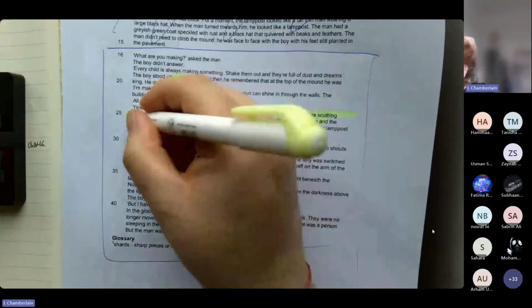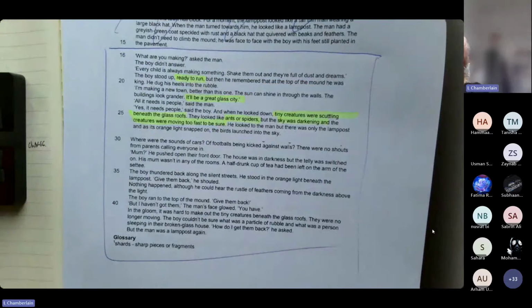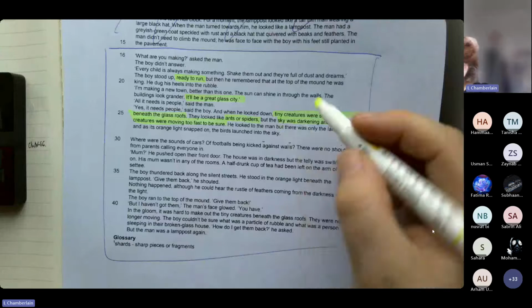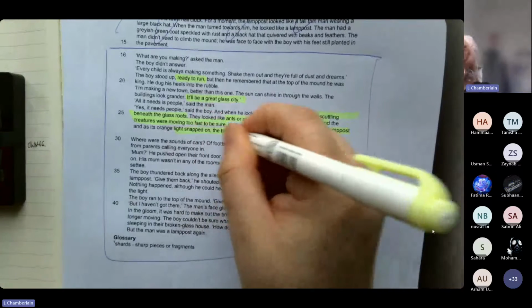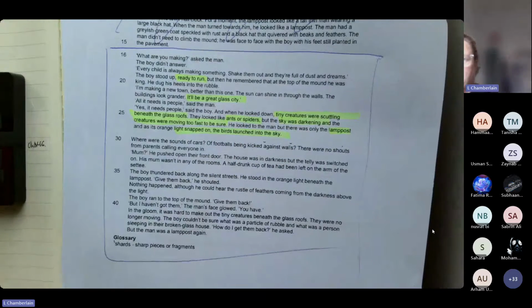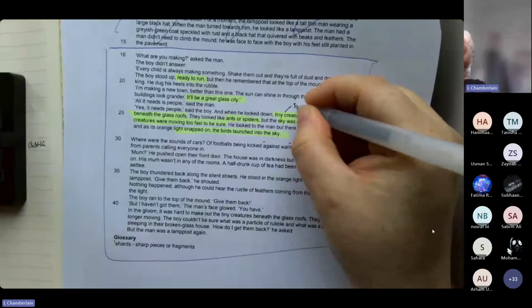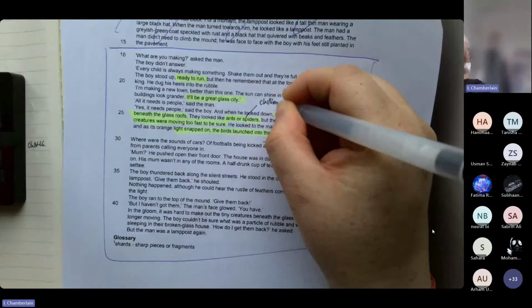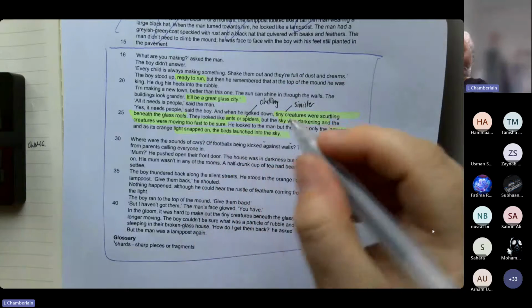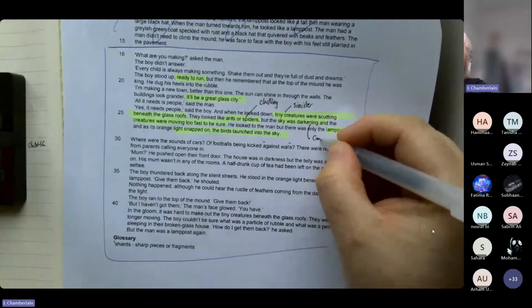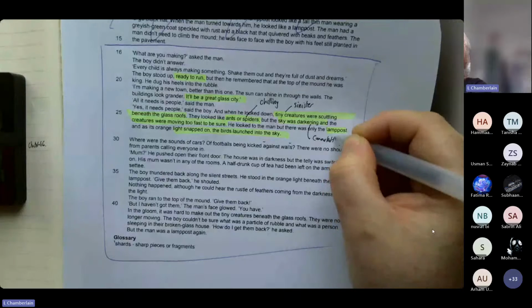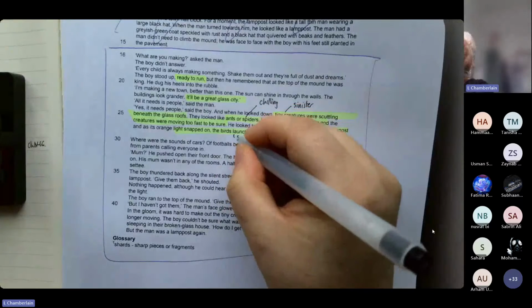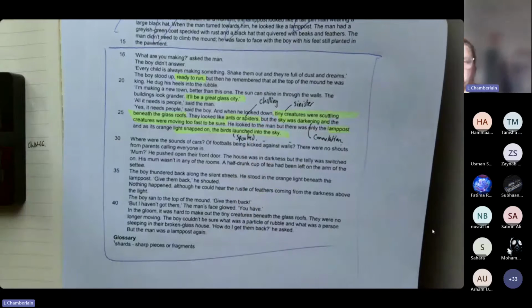"The sky was darkening and the creatures were moving too fast to be sure. He looked to the man, but there was only the lamp post." And the light snapped on, the birds launched into the sky. So now, actually, I'm building up more evidence here, aren't I? Tiny creatures. That's a little bit sinister, okay? These kinds of creatures are chilling. They kind of give you goosebumps. Here, darkening. We've obviously got connotations of evil and sinisterness with that. The birds launched into the sky. That might suggest that something has spooked the birds and made them want to fly.